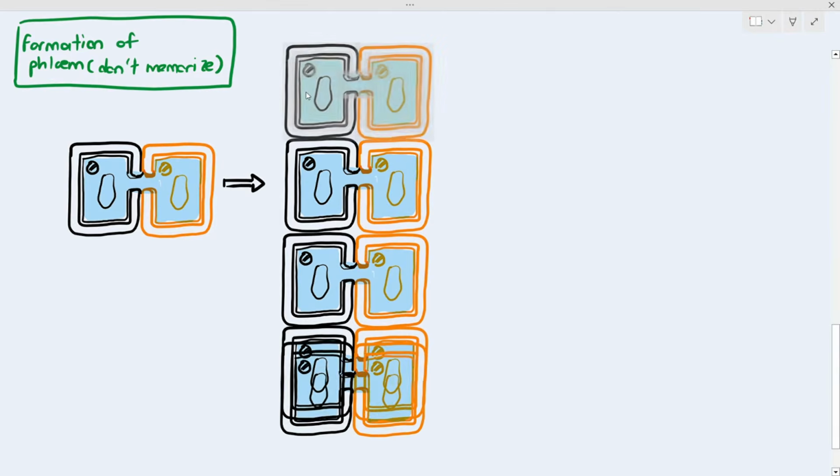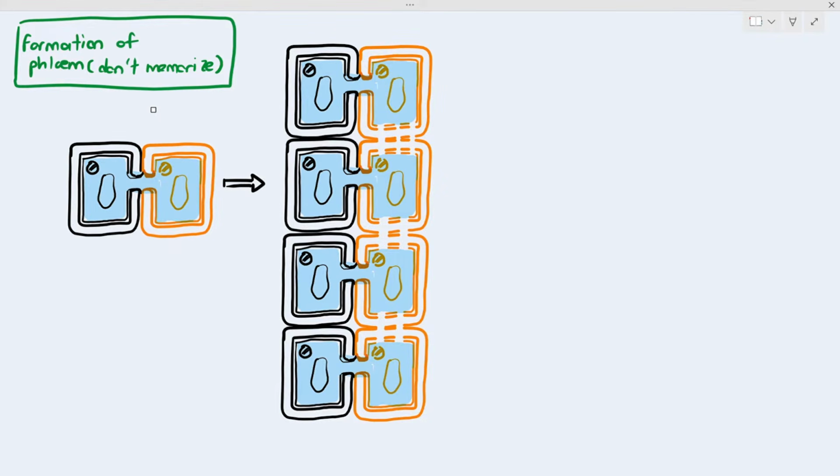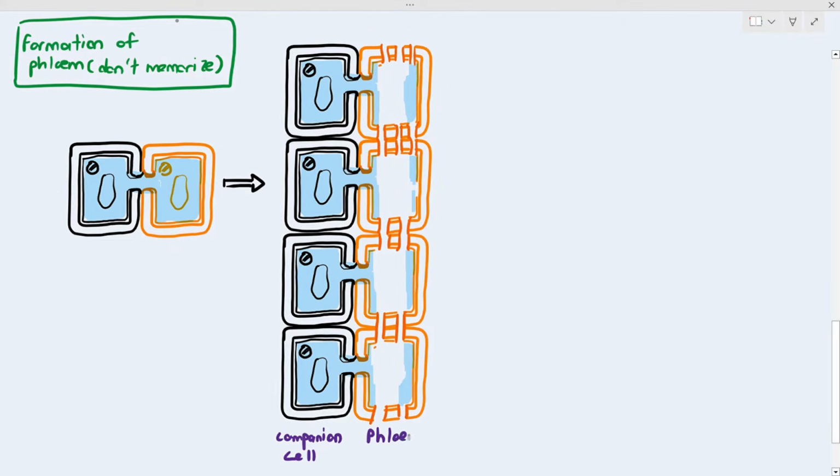So what I'm doing here is I'm going to show you a few companion cells and a few phloem sieve tube elements. And notice what happens to the orange color cells. Those orange color cells, the cell walls will start to break down, all right? That's normal stuff, but it doesn't break down completely like the xylem vessels. There are still some cell walls that remain in place. And then some of the cytoplasm and the organelles will also start to drain away within the sieve tube element. And that's how the phloem sieve tube is actually formed.